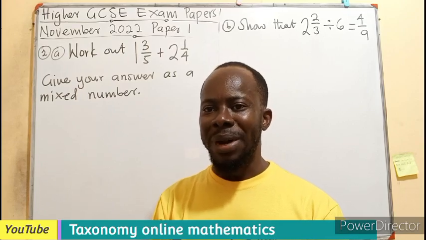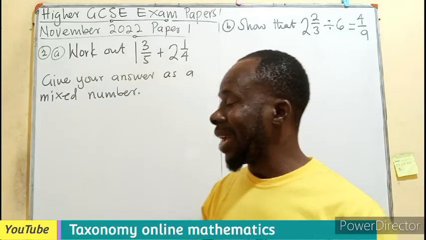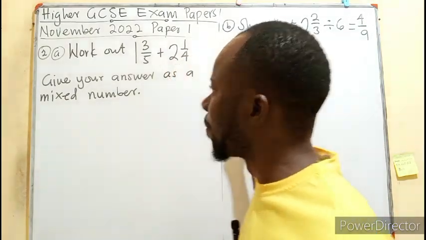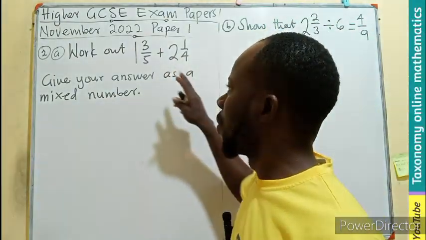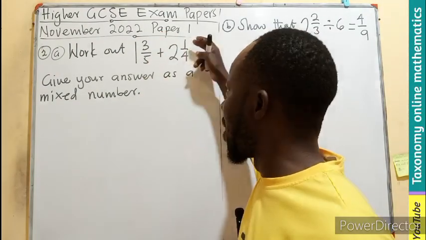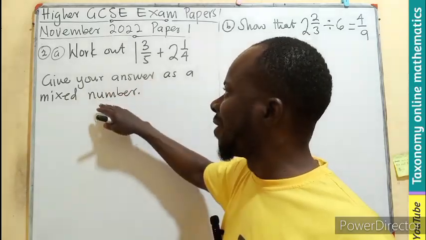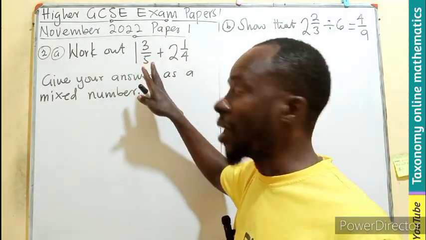We are picking November 2022 paper 1. In this episode, we are picking question number 2A and B on fractions. Work out 1 whole number 3 on 5 plus 2 whole number 1 on 4. We have to give our answer as a mixed number, just like we are having it in the question.